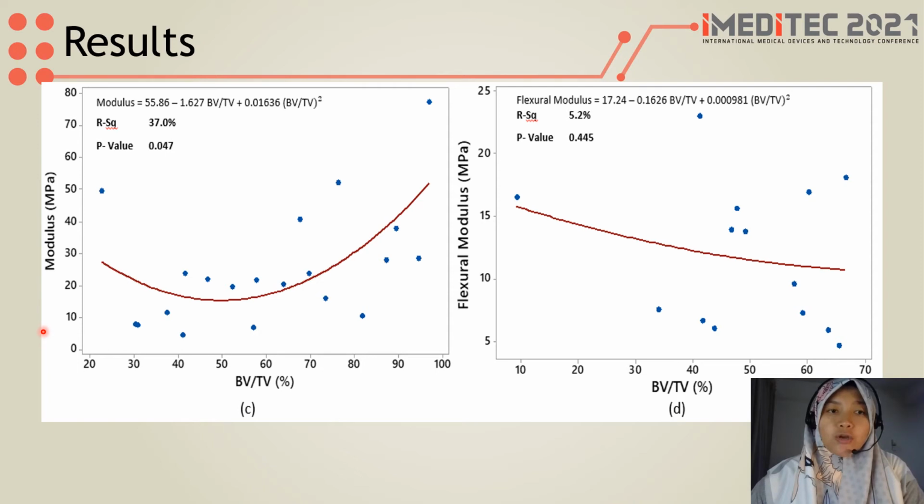Between the modulus and bone volume fraction under compression test, the mechanical behavior of cancellous bone showed a correlation of 37.0%, whereas for cancellous bone under three-point bending, the correlation between flexural modulus and bone volume fraction showed 5.2%.